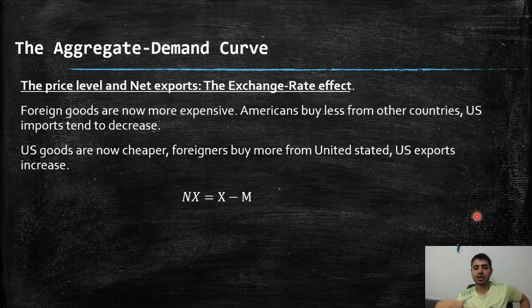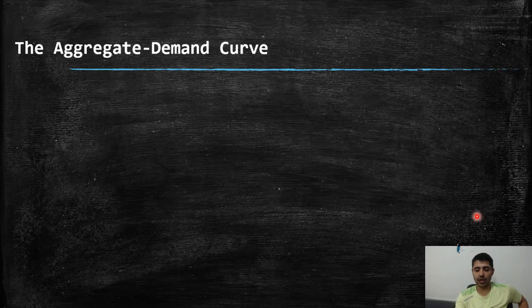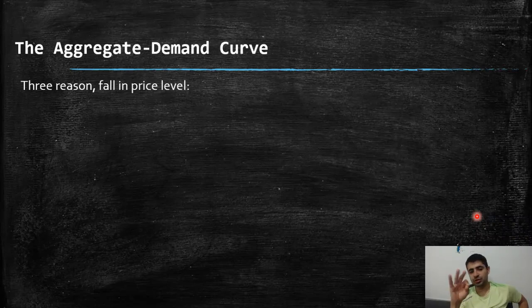As you remember, net exports are exports minus imports. So from one side we have a decrease in imports and an increase in exports. As a consequence, we are going to face an increase in net exports. So lower prices make an increase in aggregate demand. This is another explanation why the aggregate demand curve is downward sloping.